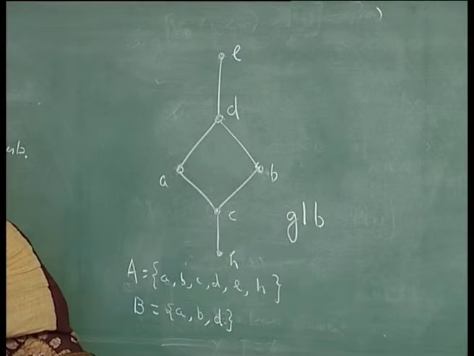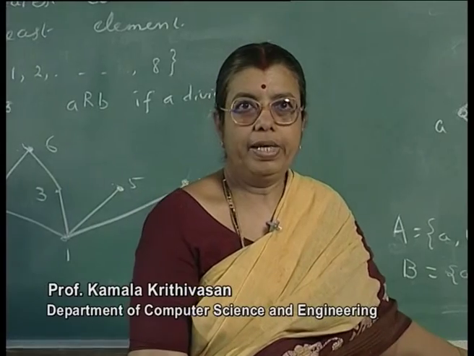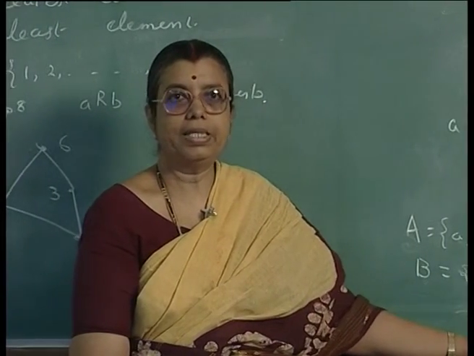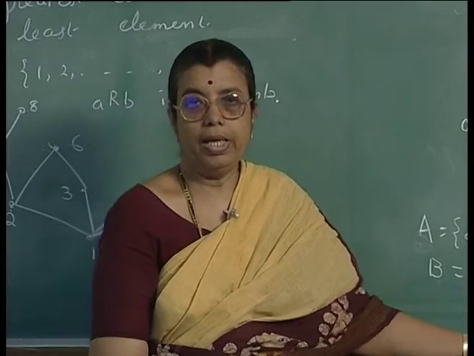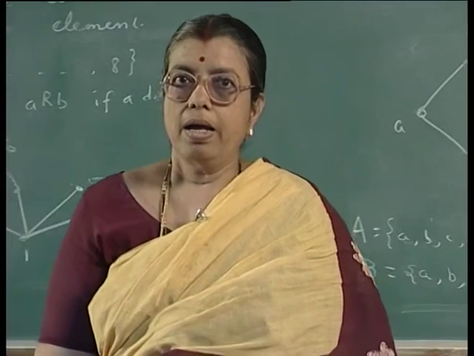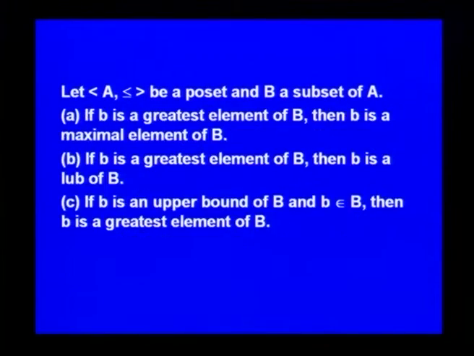And we have already seen that if the greatest element exists, it is unique. If the least element exists, it is also unique. Similarly, if the greatest lower bound exists or the least upper bound exists, it is unique.